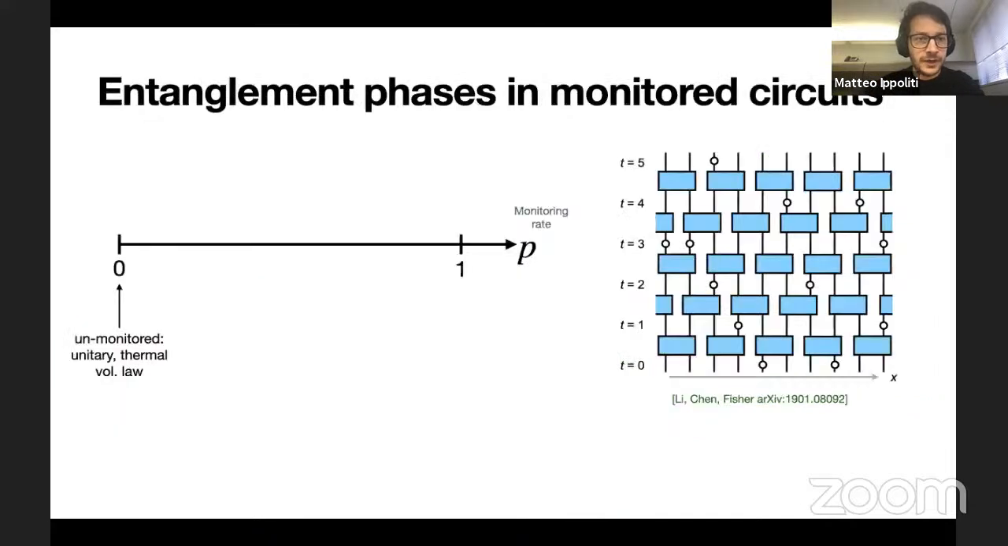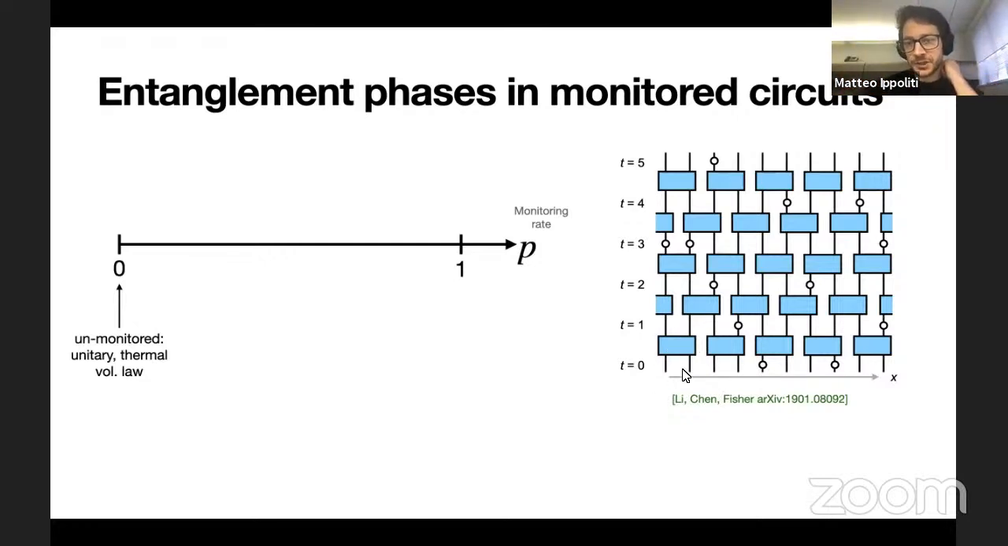Good. So I want to give you a short introduction about more specifically this unitary measurement space. And here the typical toy setup that one considers is an array of qubits in one dimension. So all these vertical lines are qubit world lines that are evolving in time.